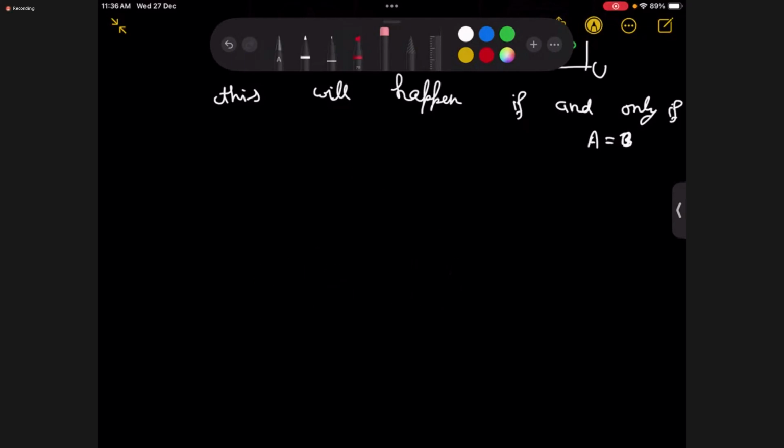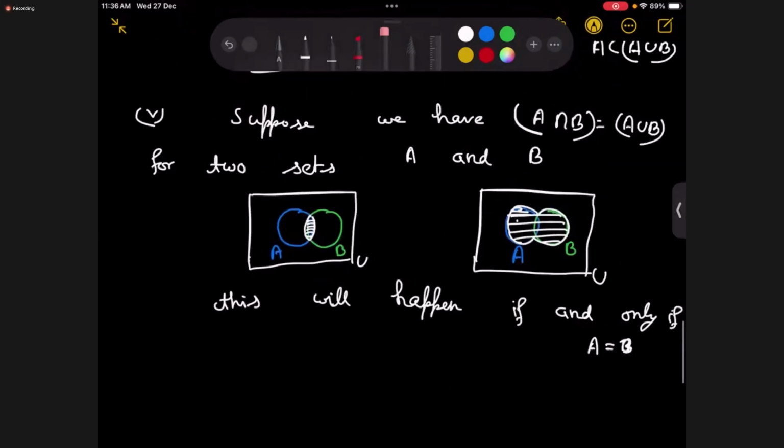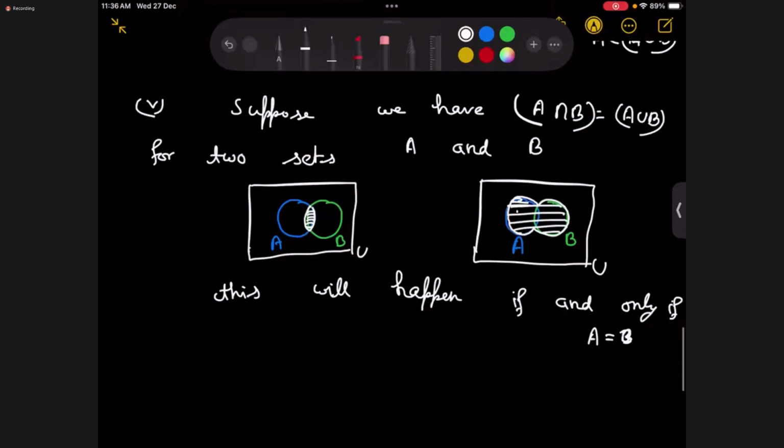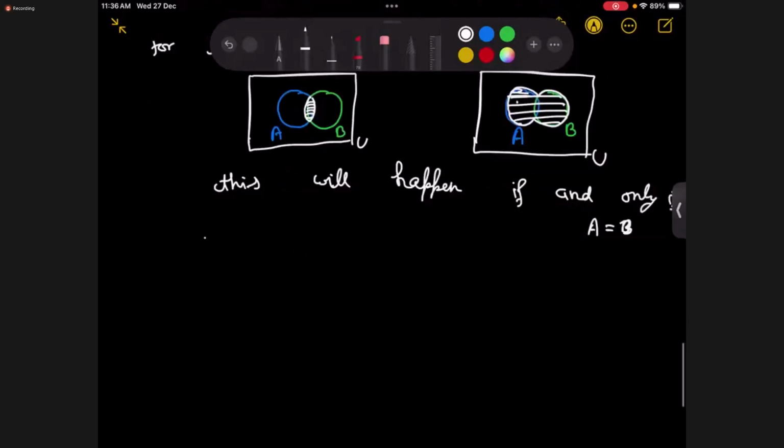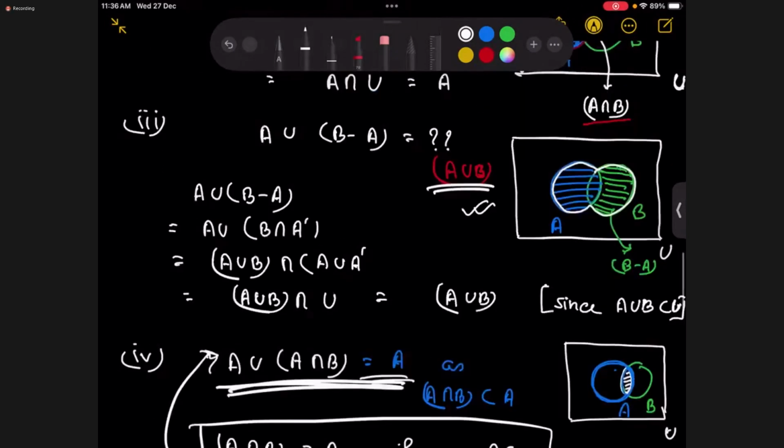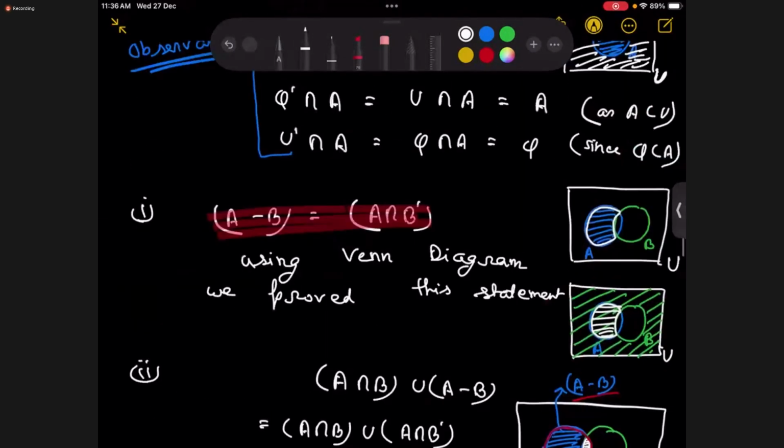So from the Venn diagram, it is obviously clear that these two conditions will happen if and only if A equals B. So from the Venn diagram, we can say that A intersection B equals A union B if and only if A equals B. So till now, we have discussed many things about union and intersection.